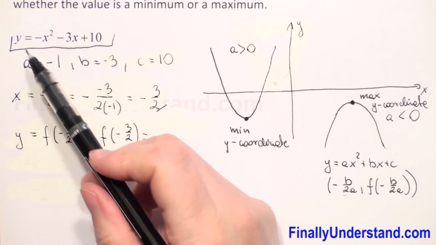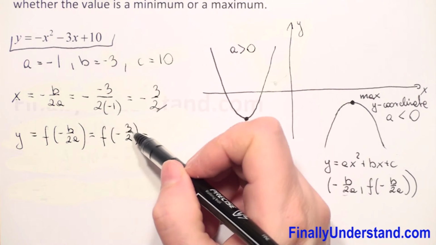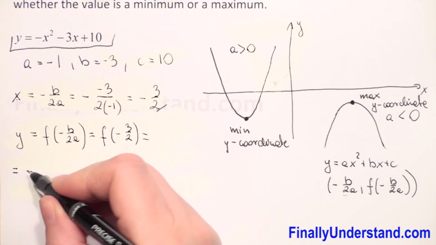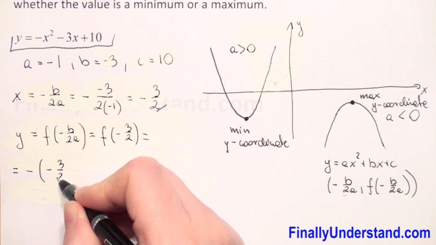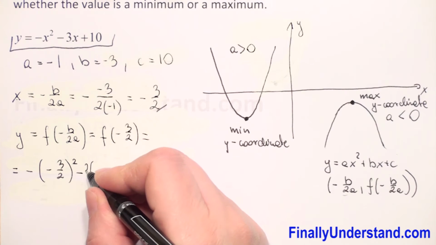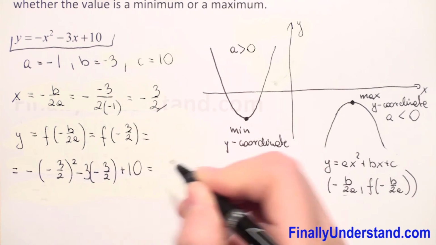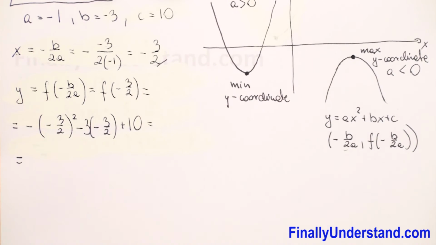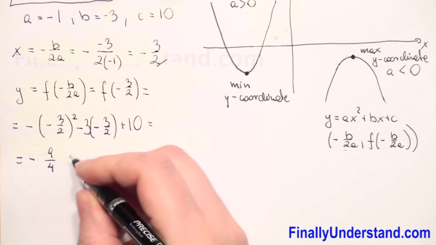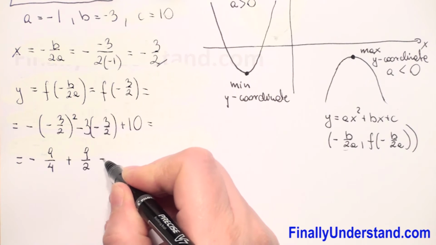And now we have to go to our function and substitute x by negative 3 over 2. So this is equal to negative sign and in parentheses negative 3 over 2 to the second power, minus, in parentheses, of course I forgot, 3 times negative 3 over 2, plus 10. So this is equal to negative sign and negative 3 over 2 to the second power, so it will be 9 over 4. Negative times negative gives me positive, 3 times 3 is 9 over 2, plus 10.